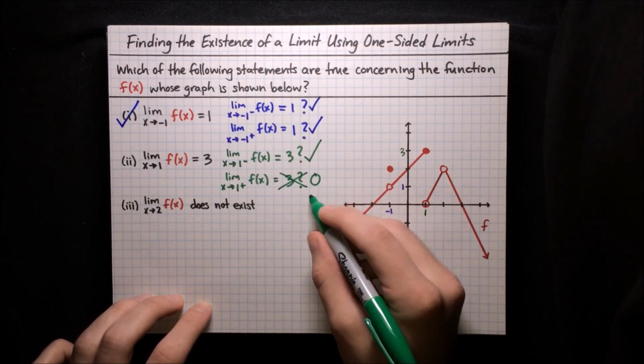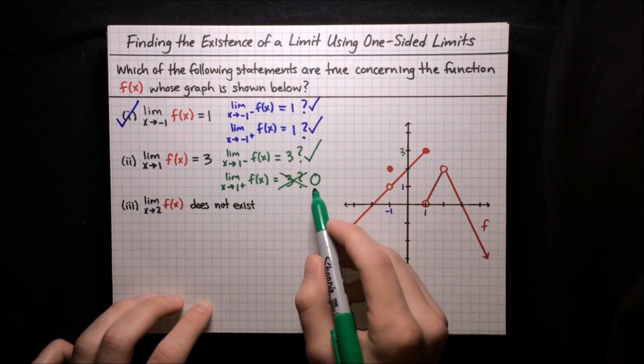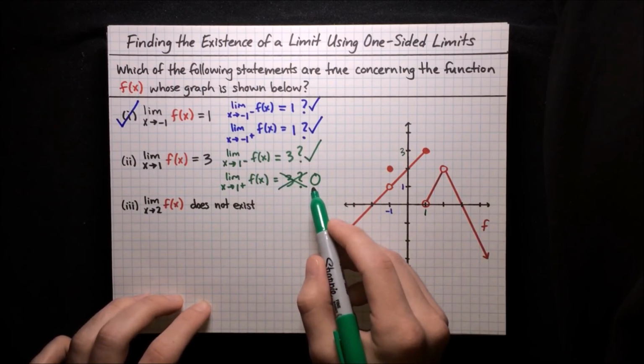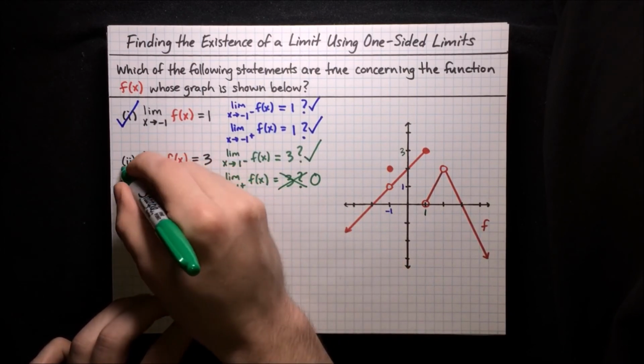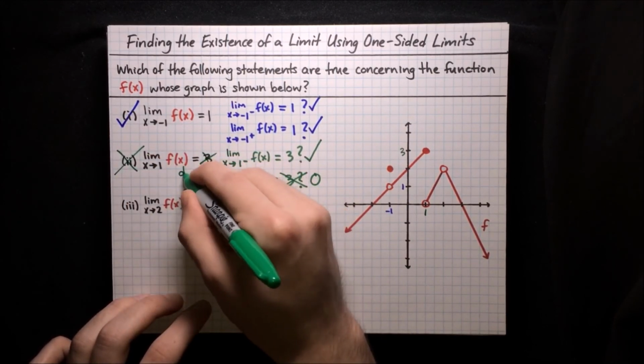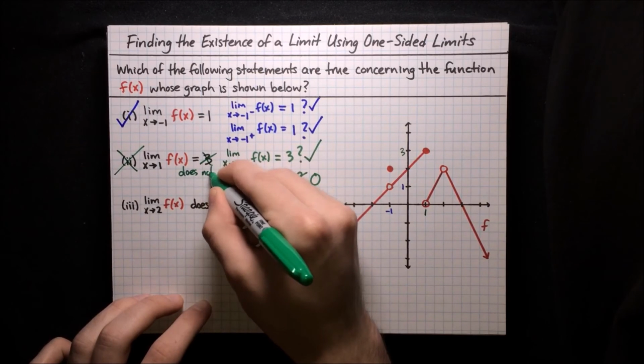So that means the left and right limits are not the same. The left limit is 3, whereas the right limit is 0. And because they're not the same, that means the overall limit does not exist. So it's not equal to 3, it actually does not exist.